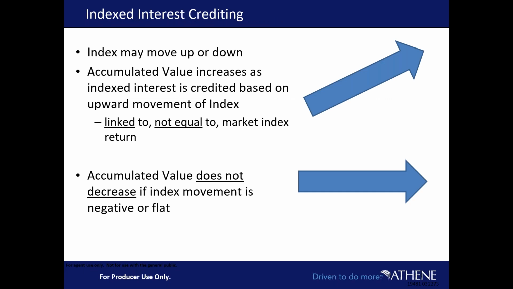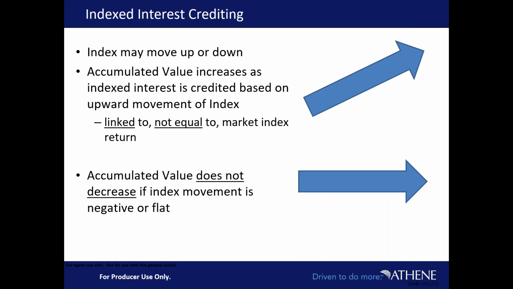Indexes can move up or down. So the accumulated value increases as indexed interest is credited based on upward movement of the index. It's linked to, but not equal to, the market index return. The accumulated value does not decrease if the index movement is negative or flat. Again, that's where we say zero is our hero.